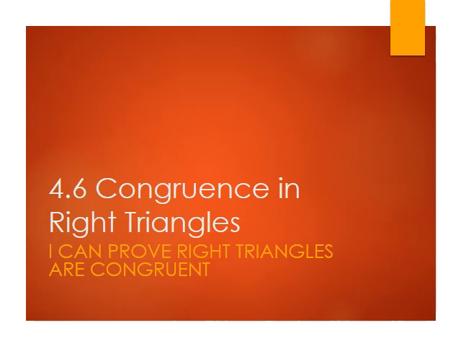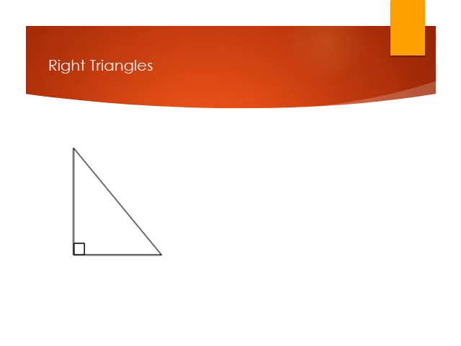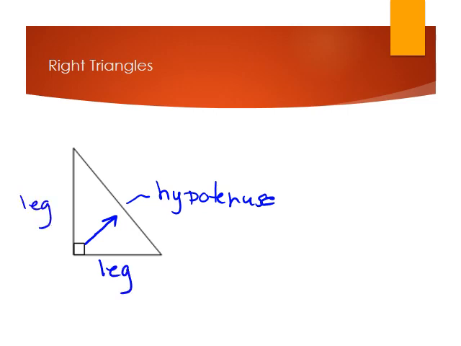Okay, so today we are going to talk about how we find congruence in right triangles. We've got some theorems and postulates that are going to be specific to right triangles. Just quickly, a review of right triangles. This is our hypotenuse. It's always opposite the right angle. We know that's a right angle because of that little square. And the sides that make up the actual right angle are called the legs.